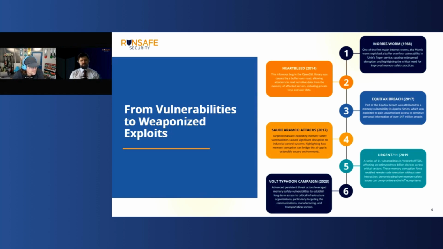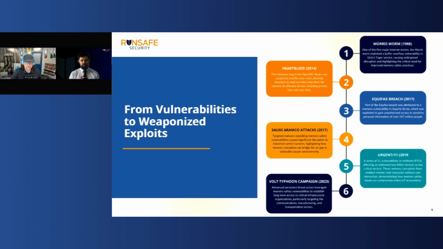So, what are some examples of memory safety vulnerabilities? The Morris worm from back in 1988 was really the first major internet worm, and it caused widespread disruption. It was that first canary, if you will, that something had gone wrong in the software development world. Now we fast forward to more modern times.